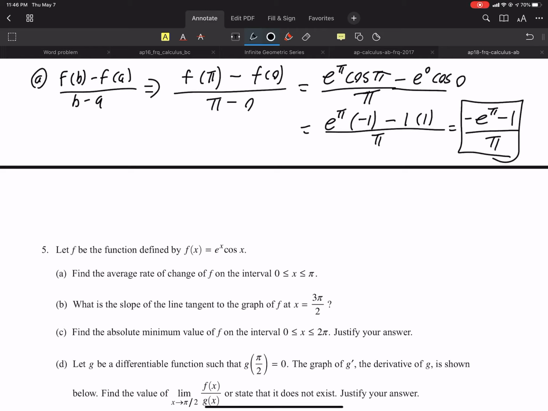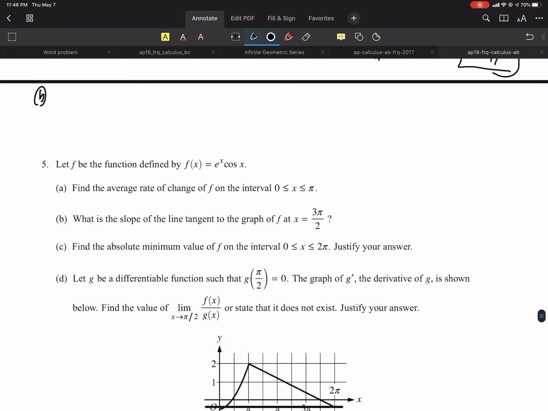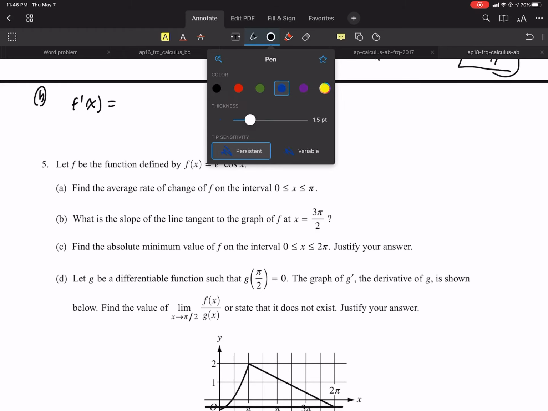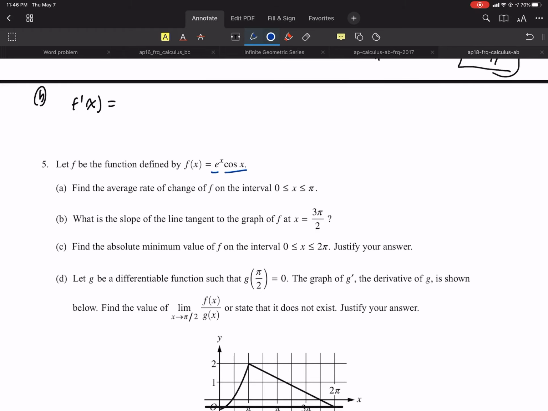So part B, the slope of the line tangent. The slope of the line tangent is the derivative. The derivative gives you the slope of the line tangent. So we need to find the derivative f prime of x, and we need to use the product rule. If you look, we have two functions being multiplied. So the product rule says you take the derivative of the first and you leave the second alone, and then you leave the first alone and take the derivative of the second.